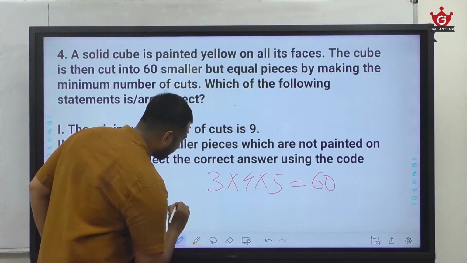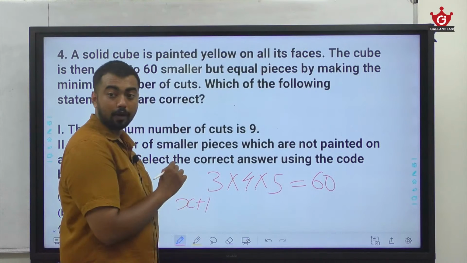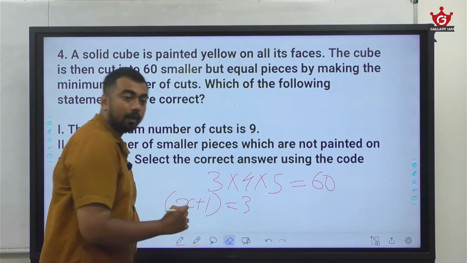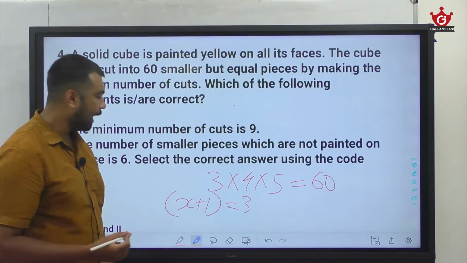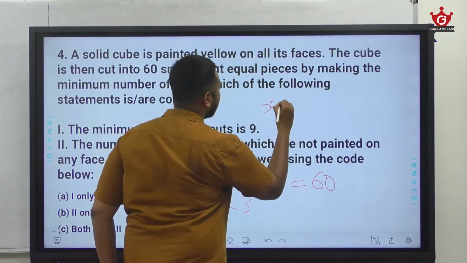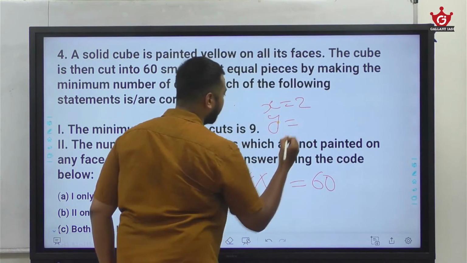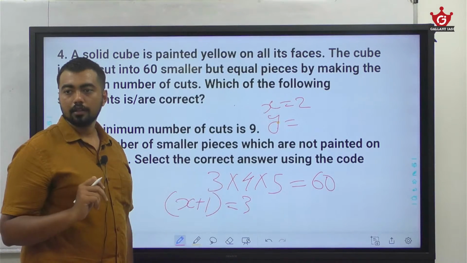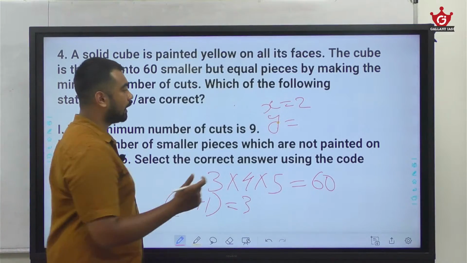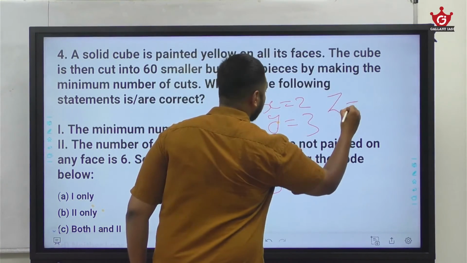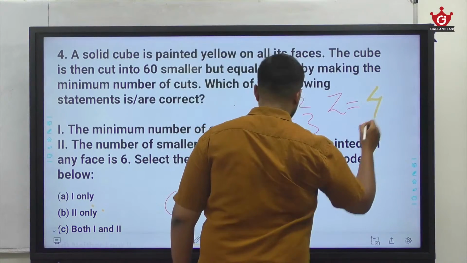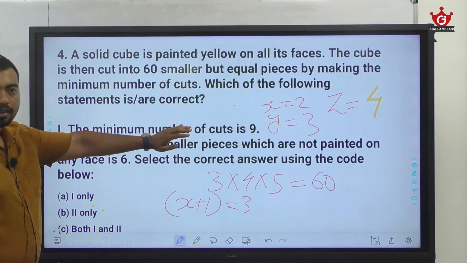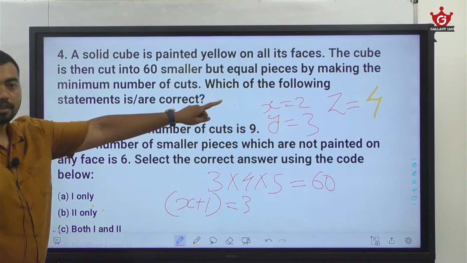So 3 into 4 into 5 is equal to 60. What is 3? 3 is equal to x plus 1, so x is equal to 2. Similarly, what is y? 4 is y plus 1, so y is equal to 3. Similarly, what is z? z is 4. So the minimum number of cuts here is 9, that is 2 plus 3 plus 4.